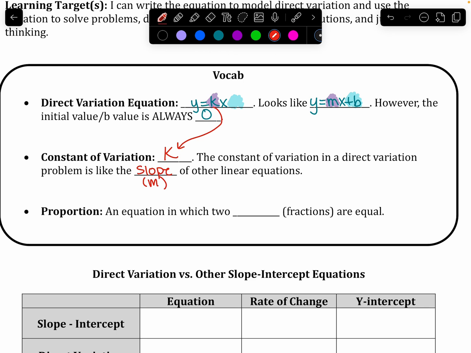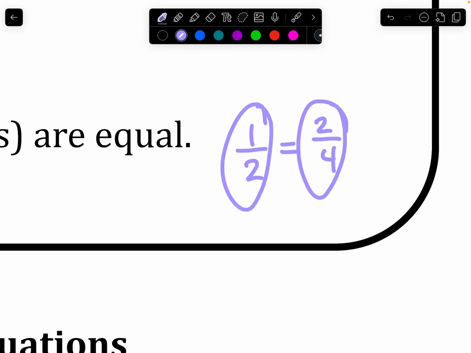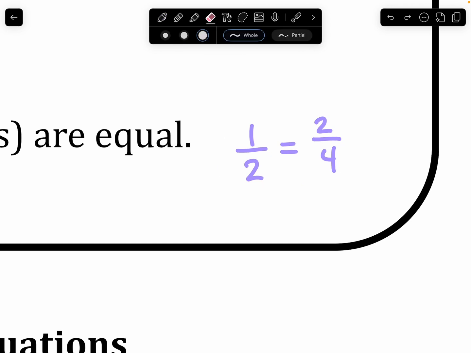And then the reason that direct variation equations are different than other linear equations is direct variation equations are proportional. They have proportional relationships. And you've learned about proportions before in middle school, but I am going to remind you that a proportion is an equation in which two ratios, which are also just fractions, are equal. So here's an example of a proportion. 1/2 is equal to 2/4, okay? You have two ratios, and they are set equal to each other.